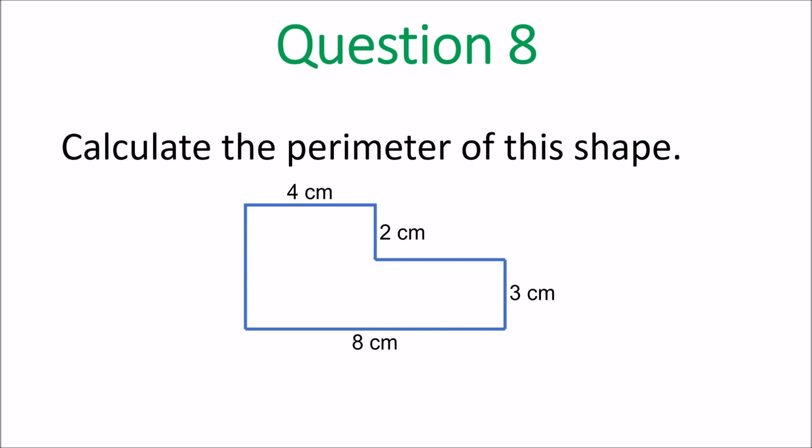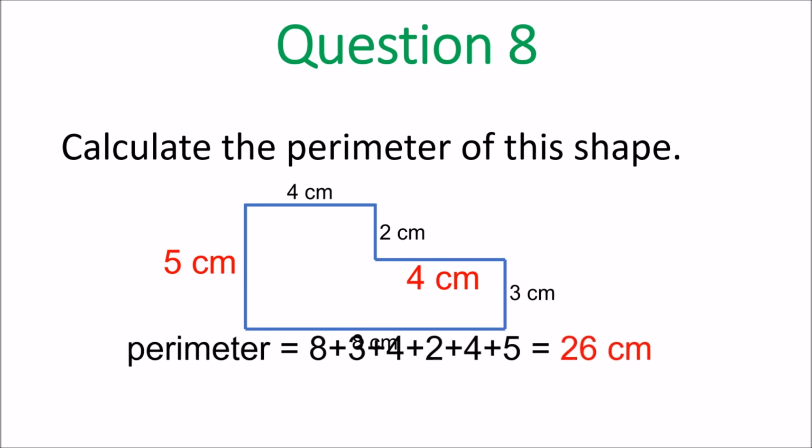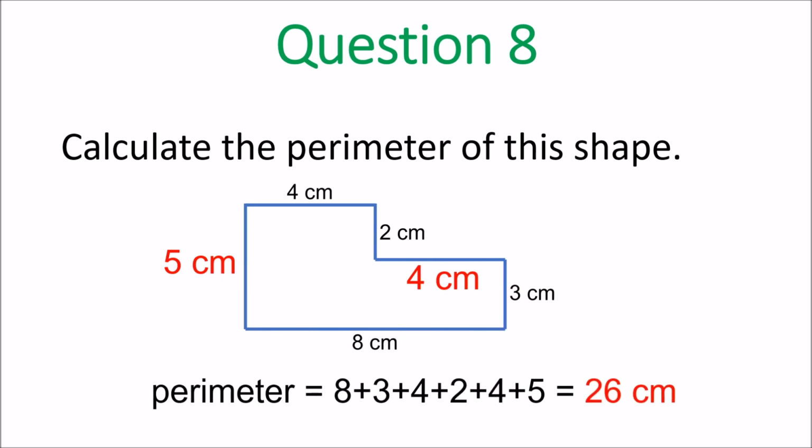Question 8, calculate the perimeter of the shape. Now there are some sides you don't know, so put them in. That side is 5. How do we know? 3 centimeters and 2 centimeters on the other side. And then if the bottom is 8 and the top is 4, that leaves 8 take away 4 is 4. Then add them all up. Or you can say 8 centimeters plus 8 centimeters, and then it'll be 5 centimeters and 5 centimeters on the other side. 5 plus 5 is 10, 8 plus 8 is 16, 26.